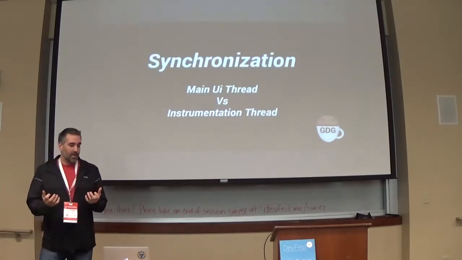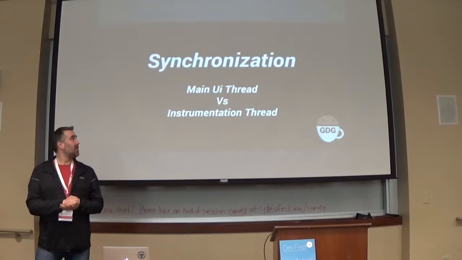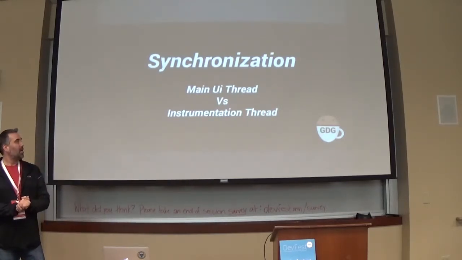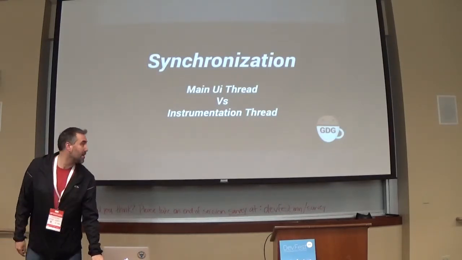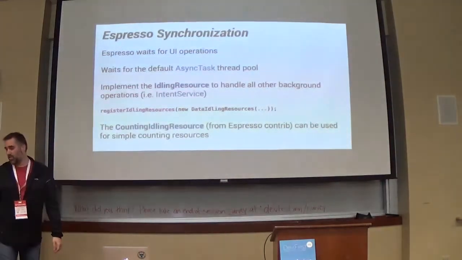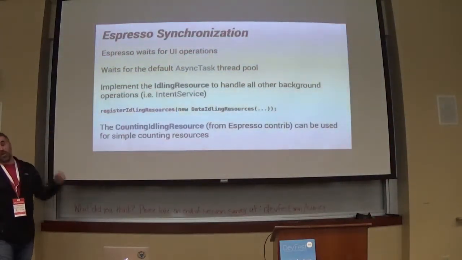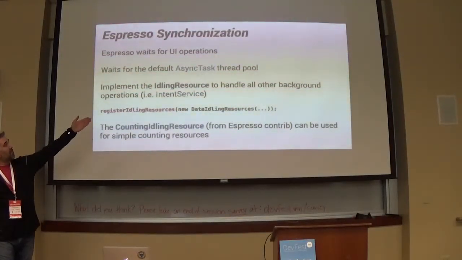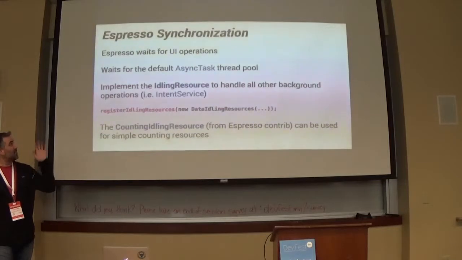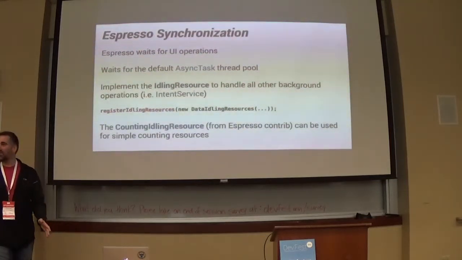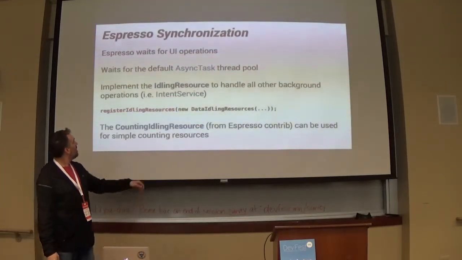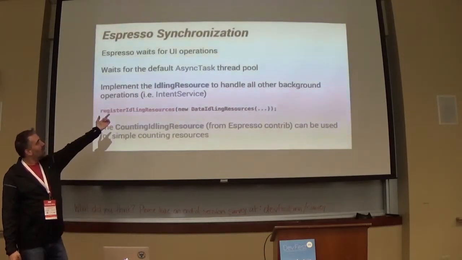And so you add in any background resources you might be using, and then you've got 2 or more threads you have to make sure are in the right state before you can run your test, or you can assert something. So Espresso will wait for all UI operations, which I kind of already explained. It also waits for the default async thread pool. Now you're not really supposed to use AsyncTask, but if you are, Espresso tests will work out of the box for you.